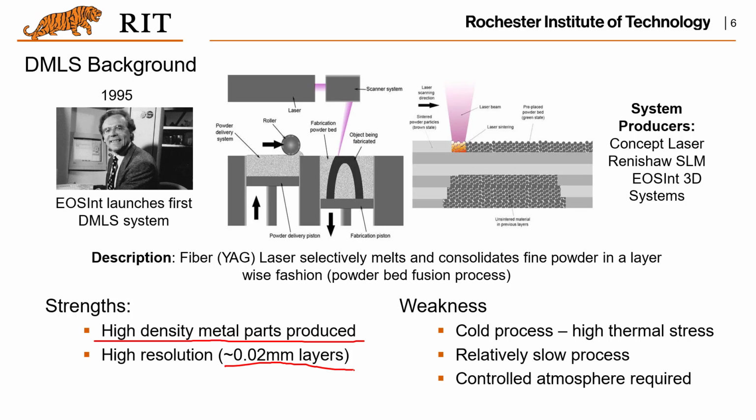First of all, it's a cold process, meaning during the process the powder bed is not heated up. So that introduces a high thermal stress. Also, the building speed is relatively slow. Another thing is the atmosphere needs to be controlled. Usually, we need to have argon or helium gases filled in the building chamber.